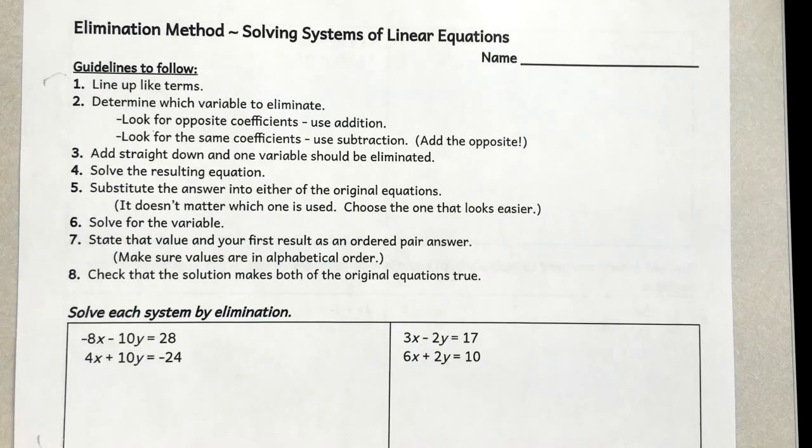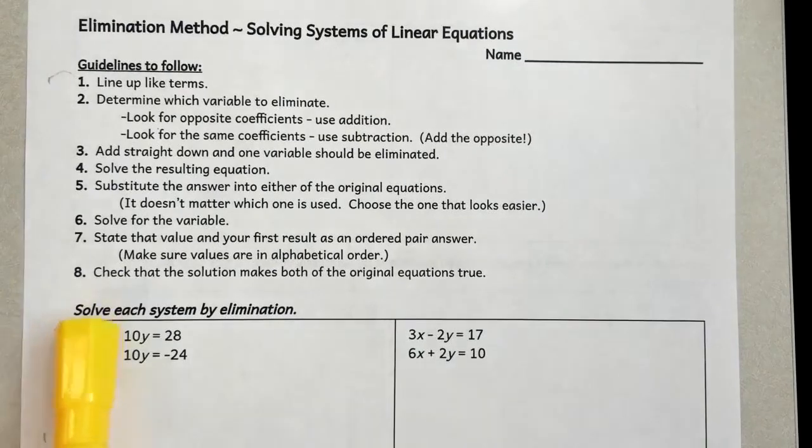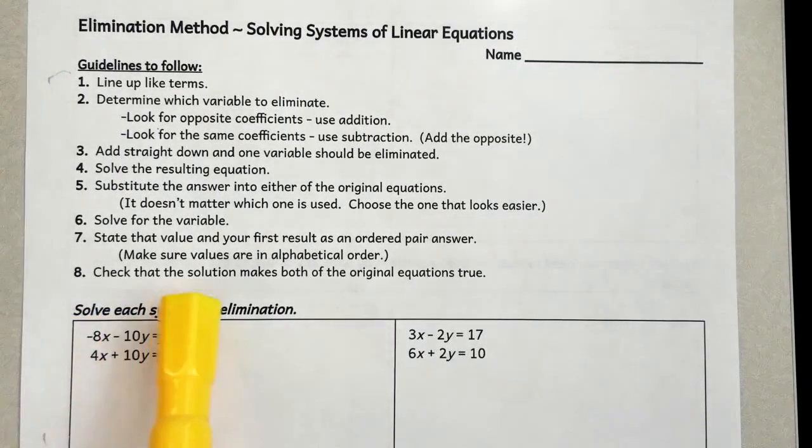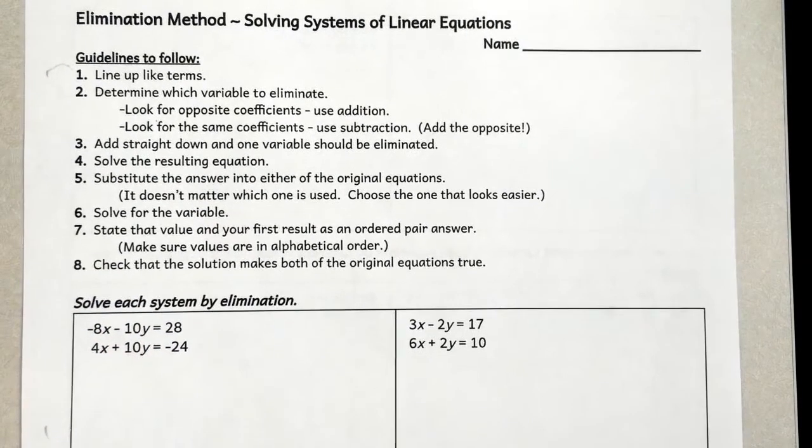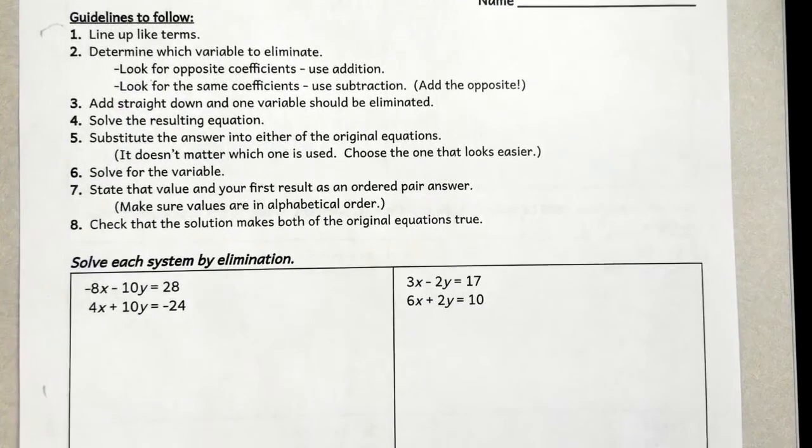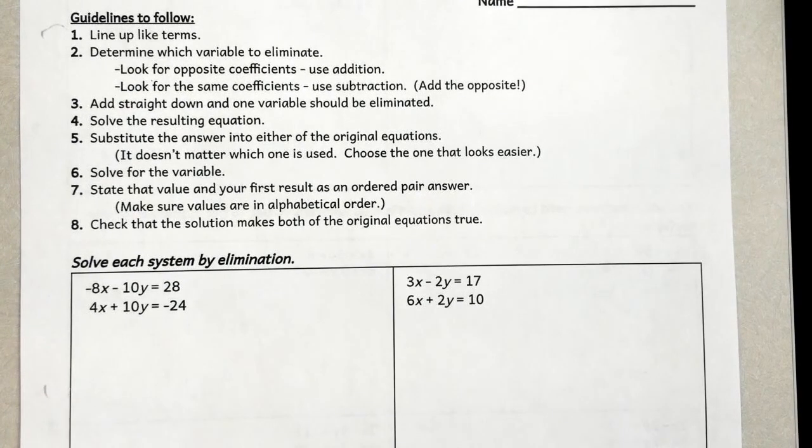So the first thing says to line up your like terms. So notice I have them lined up, my x's line up, my y's line up, my constants line up. Okay? Next thing is determine which variable to eliminate. You want to look for either opposite coefficients or the same coefficients. So what that means is look at the number. It doesn't matter whether they're both positive or one's positive and one's negative, but you're looking for the same number.